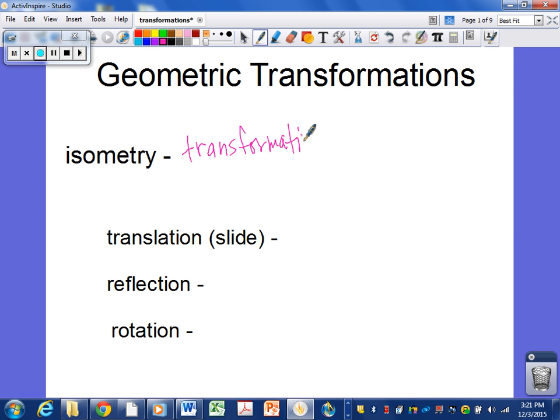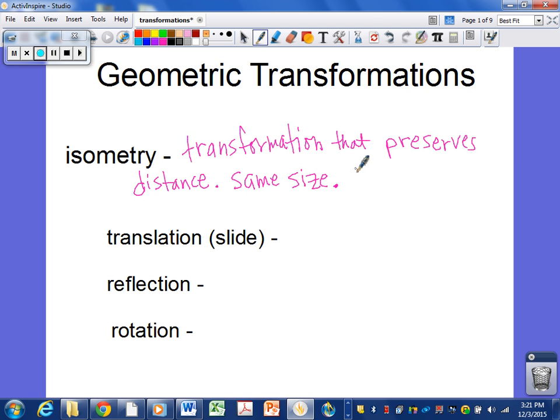It's a transformation that makes it so that distance doesn't change. In other words, the shape that you end up with is the exact same size as the shape you started with. Nothing changes. Oftentimes this is referred to as a congruence transformation, because the thing that you end with is exactly the same as the thing that you started with. They are congruent.